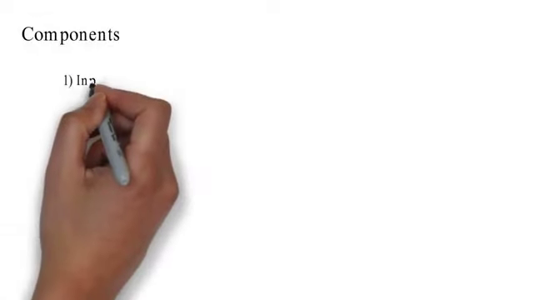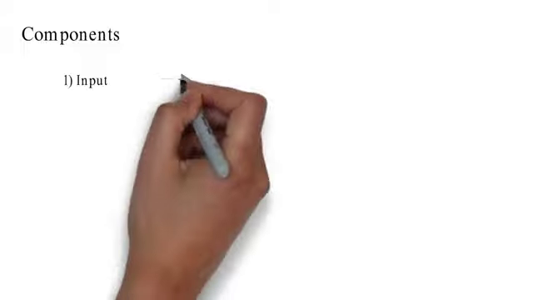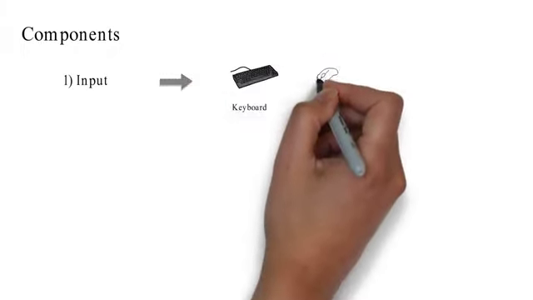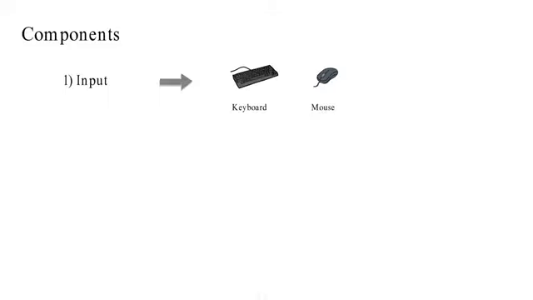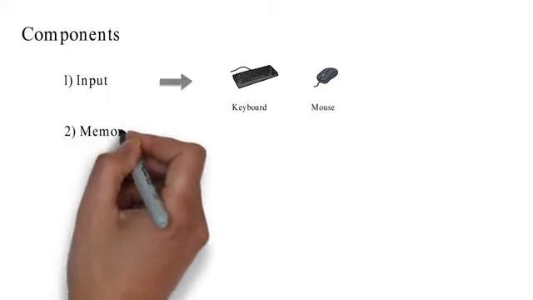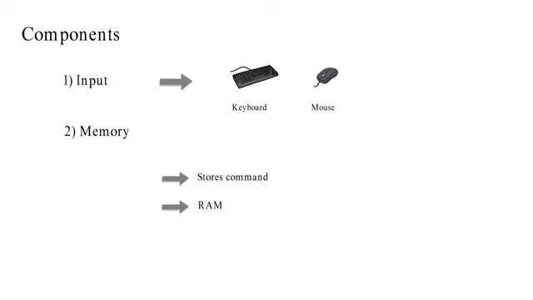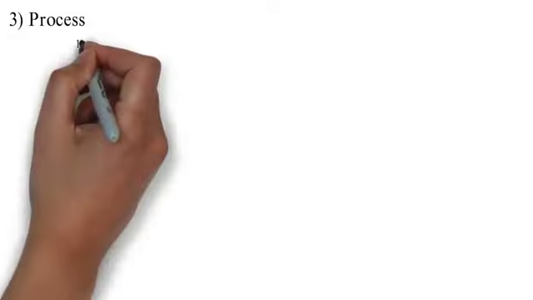Let's discuss components. 1. Input. Input comes through input device like keyboard, mouse, etc. 2. Memory. The data temporary store in the memory called RAM. 3. Process. Process has two parts.